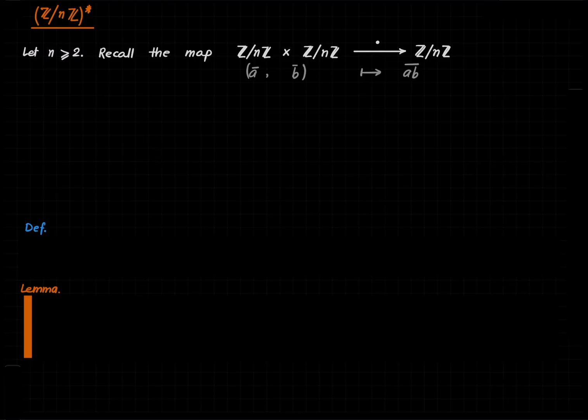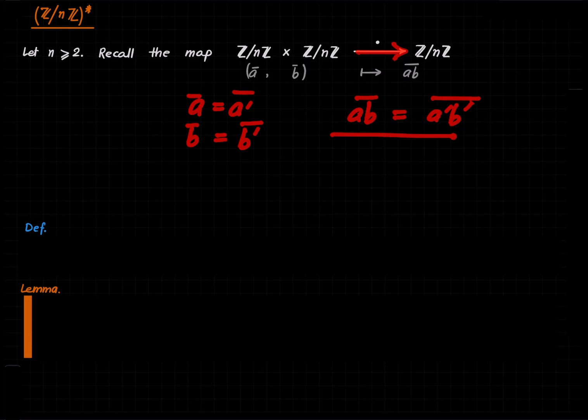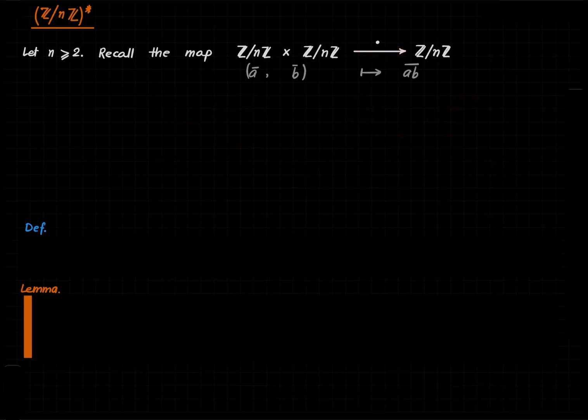And there is an issue of well-definedness here. So if you pick a and a prime such that a bar is equal to a prime bar, and b and b prime such that b bar is equal to b prime bar, for this map to be meaningful, it must hold that ab bar is equal to a prime b prime bar. That is true, that does hold because of basic modular arithmetic. So this map is well defined, and hence we have a binary operation on Z mod nZ, namely the dot that is above. So this is a candidate for a group, but this is not a group.